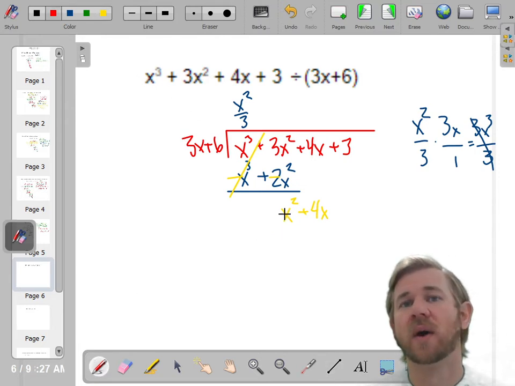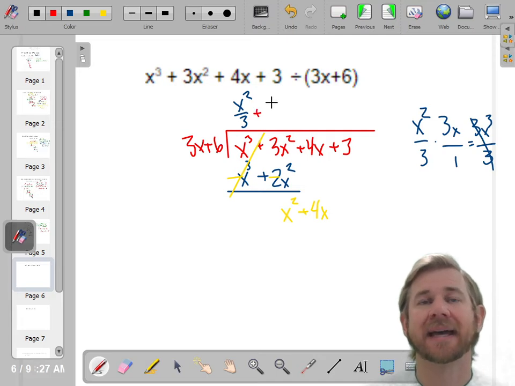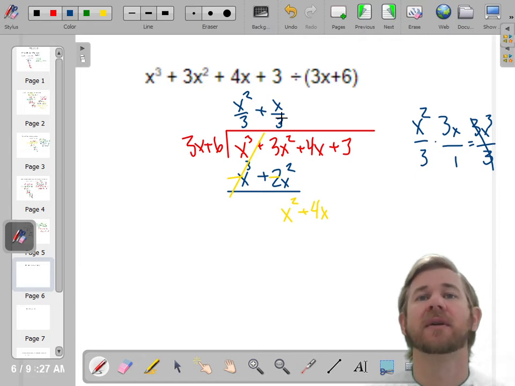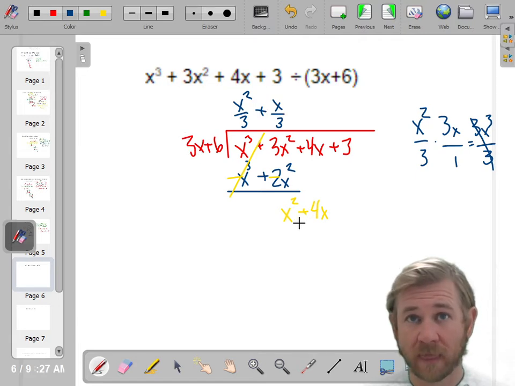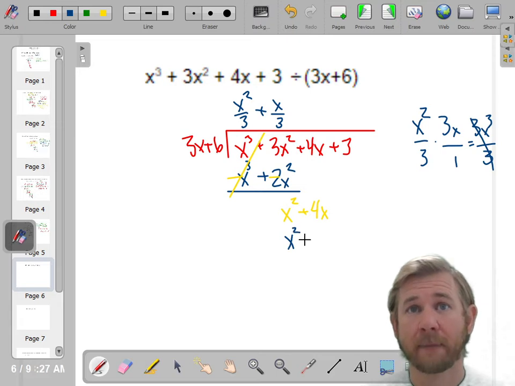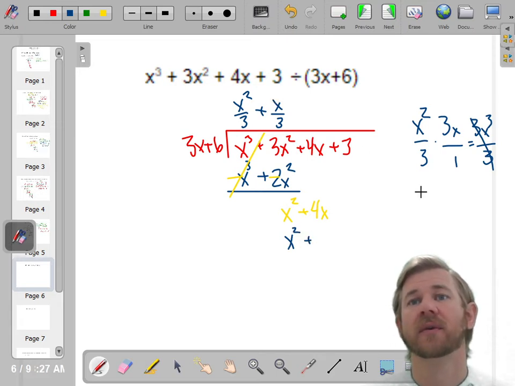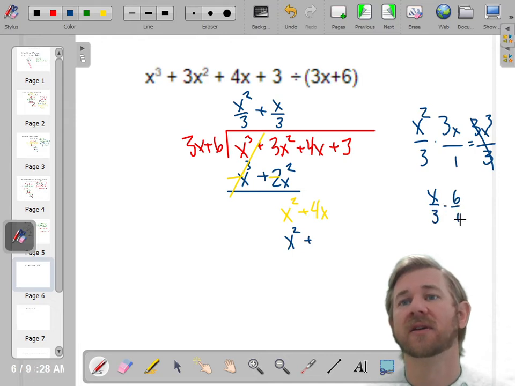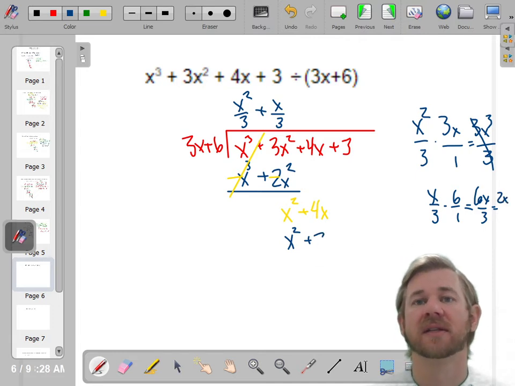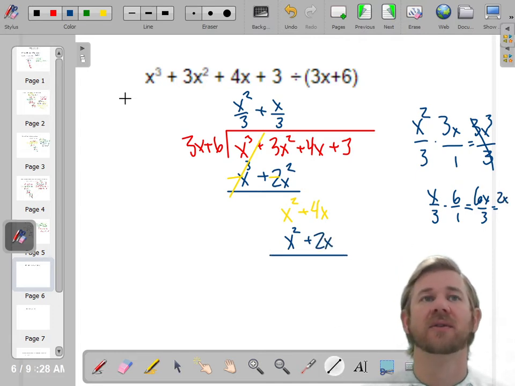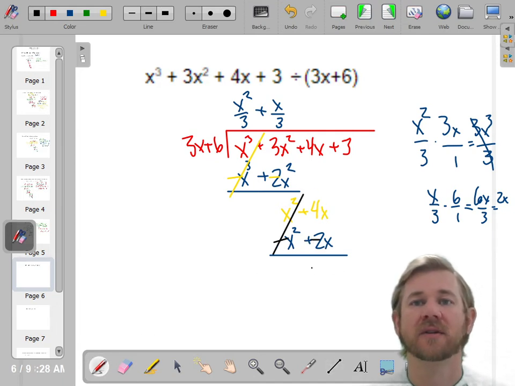So 3x times what gives you x squared? That would be x over 3, because 3x times x is 3x squared divided by 3 is 1x squared. So when you distribute, you get x squared plus x over 3 times 6 over 1 is 6x over 3, which is 2x. So this is plus 2x. Now I'm going to flip my signs. Those go away. 4 minus 2 is 2x.